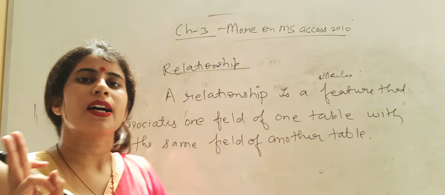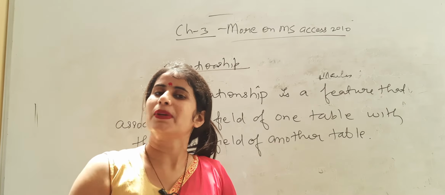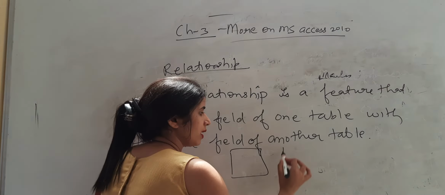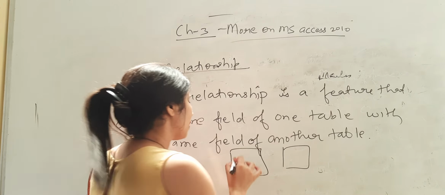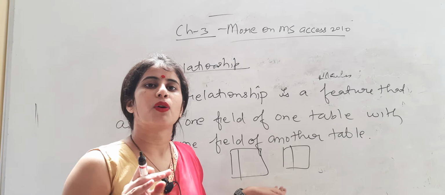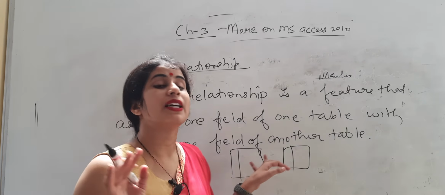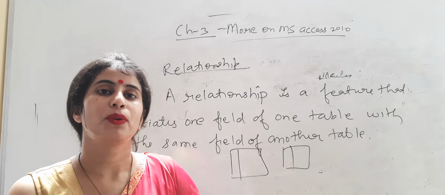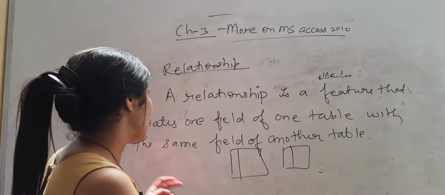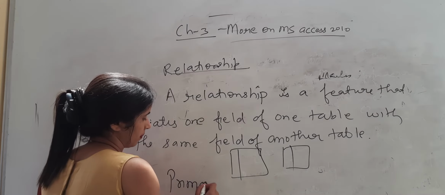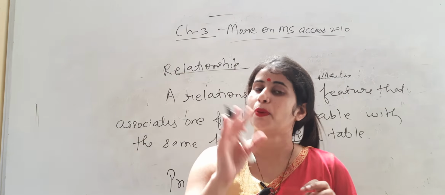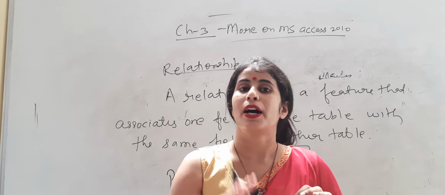Here the fields are the same in both of the tables, but the tables are different. And here I am associating two tables with a common field. What is a common field? The field that is here also and that is here also is known as a common field. With the help of these common fields I am able to get the answer. The field that is common in both of the tables is known as primary key.